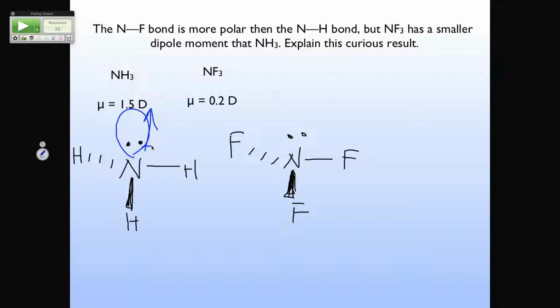Okay, what about the NH bonds? The hydrogens pull towards the nitrogen. Yes, it goes like this. Is that because nitrogen is more electronegative? Who's more electronegative, the nitrogen or the hydrogen? Nitrogen is more electronegative than hydrogen, yes.